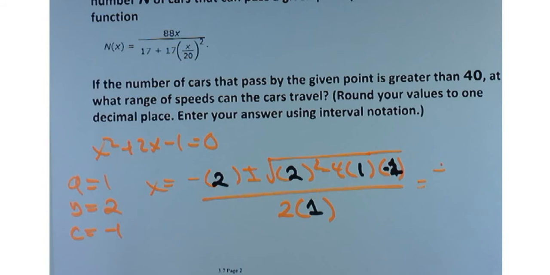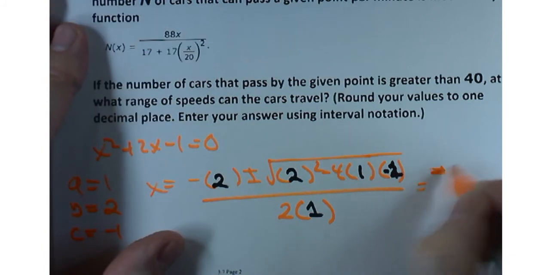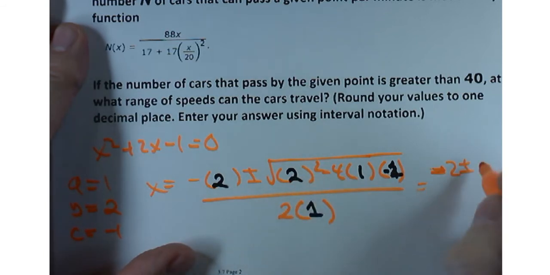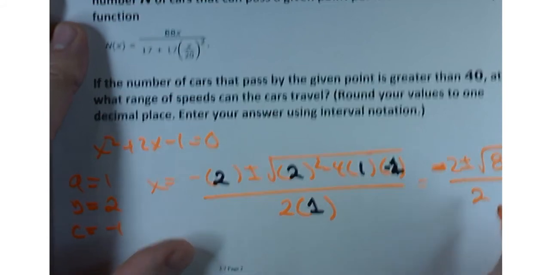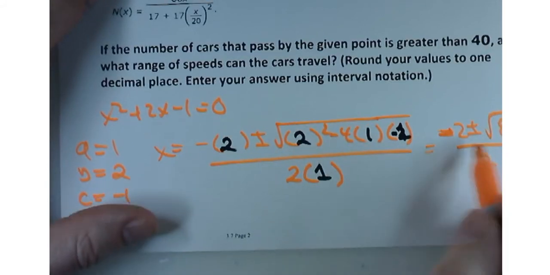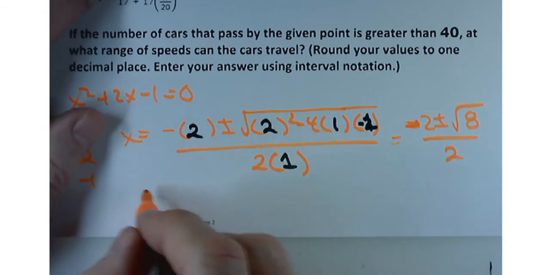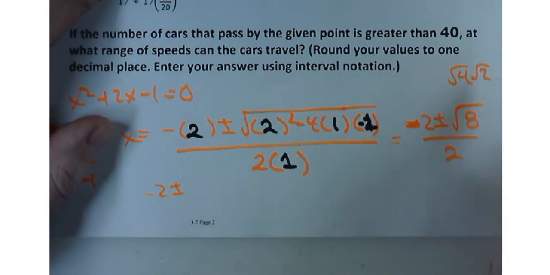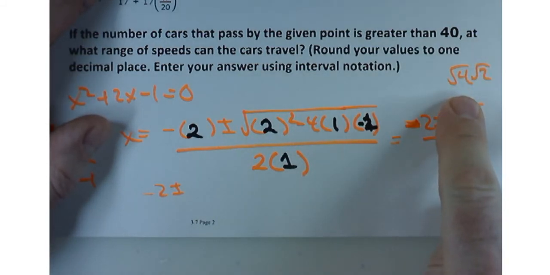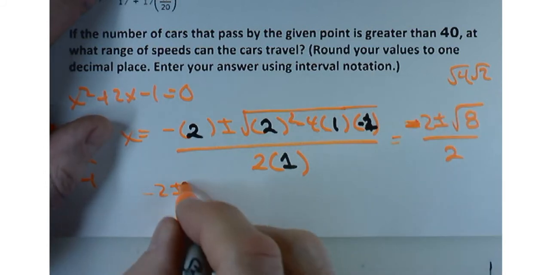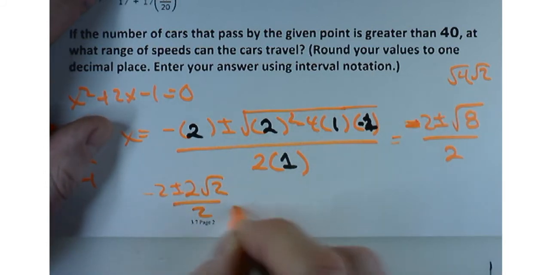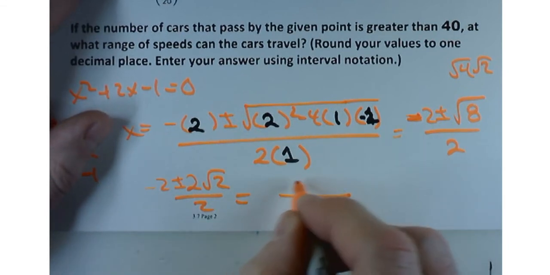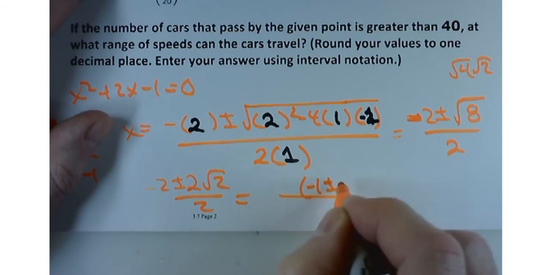So that'll simplify to negative 2 plus or minus the square root of 4 plus 4, which is 8, square root of 8 over 2. And I'm going to clean this up a little bit. So it's going to be negative 2 plus or minus square root of 8, which simplifies as square root of 4 times square root of 2. So in other words, I could write this as 2 square roots of 2 over 2. And if you factor out that 2 from the numerator, it'll leave behind negative 1 plus or minus the square root of 2.